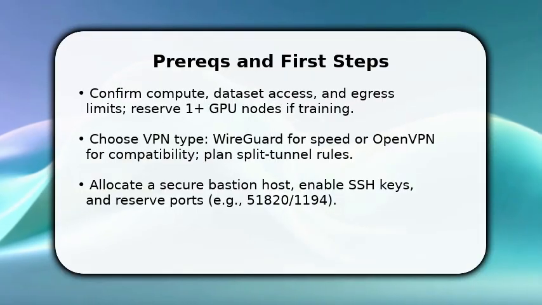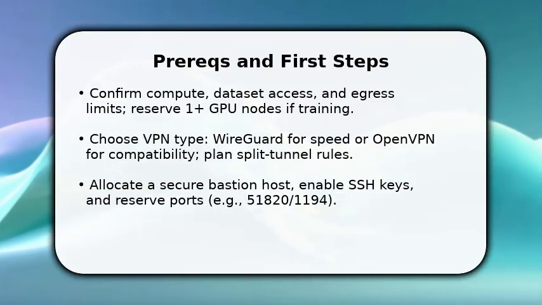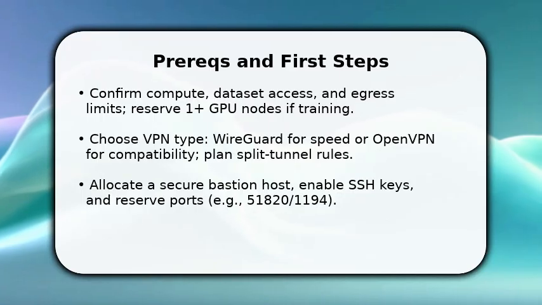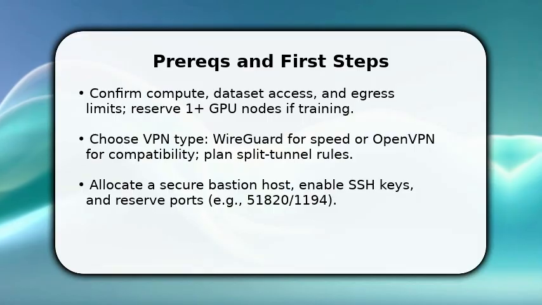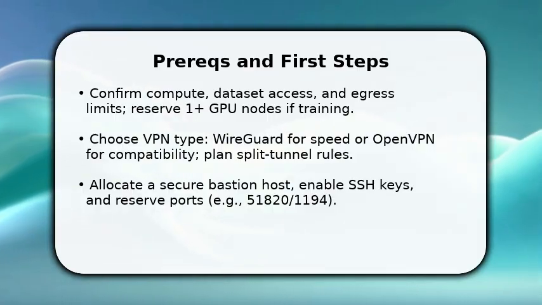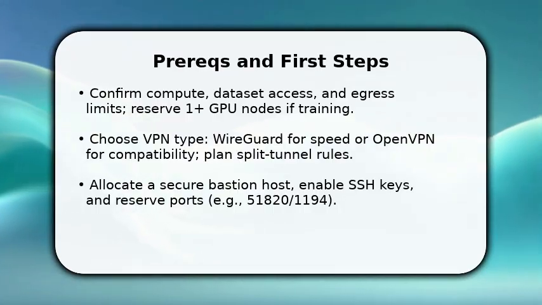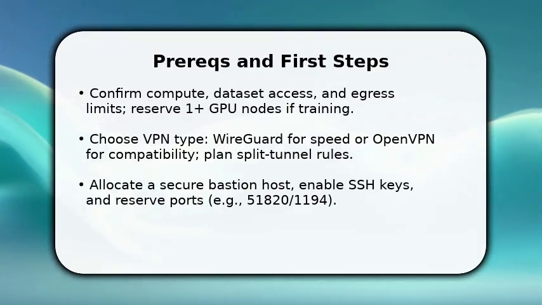You start by verifying what you already have. Compute quota, dataset permissions, and network egress caps, because these shape your VPN choice. Once done, pick WireGuard for low latency or OpenVPN for broader support and plan split tunneling so only dataset traffic uses the tunnel.